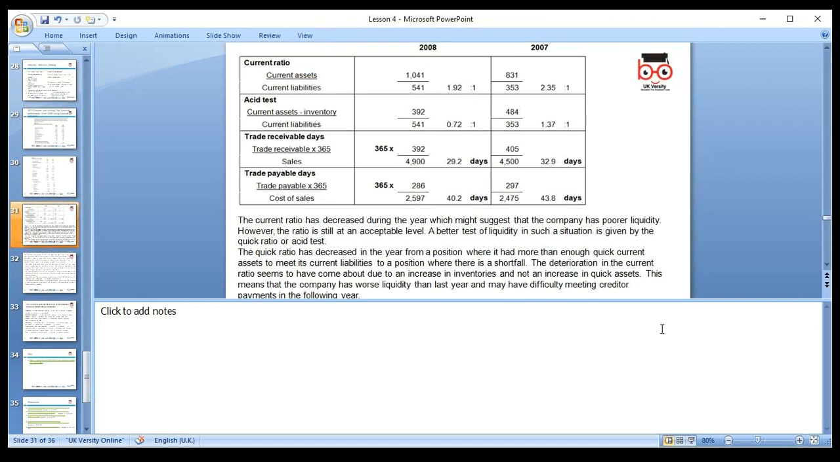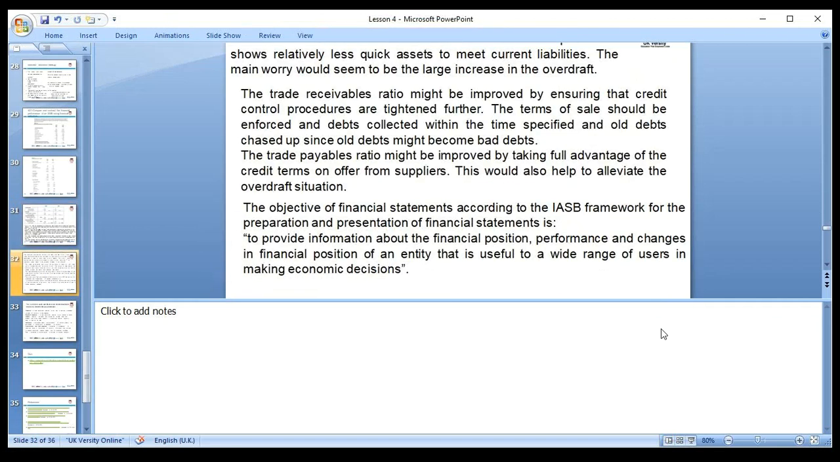We have 2 years of calculation. The current ratio has decreased. It suggests the company is poorly liquid, although the ratio is at an acceptable level. So we need to decide our acceptable level, and we can also look at the industry benchmark. Any question from anyone?